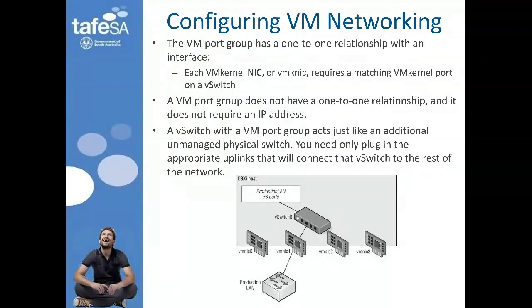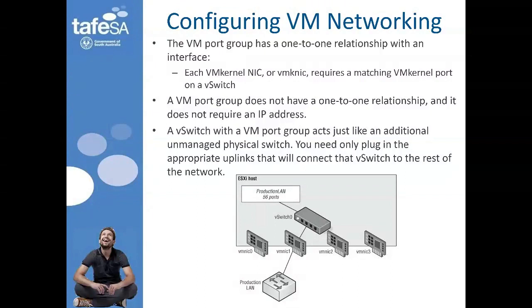A VM port group, the virtual machine port group now, does not have a one-to-one relationship to an interface. Each VM kernel network interface or VMK-NIC requires a matching VM kernel port on a switch. A VM port group does not have a one-to-one relationship and does not require an IP address. A virtual switch with a VM port group acts just like an additional unmanaged physical switch. You just need to plug it into the appropriate uplinks and that will connect the virtual switch to the rest of the network. So I think we sort of described that already.